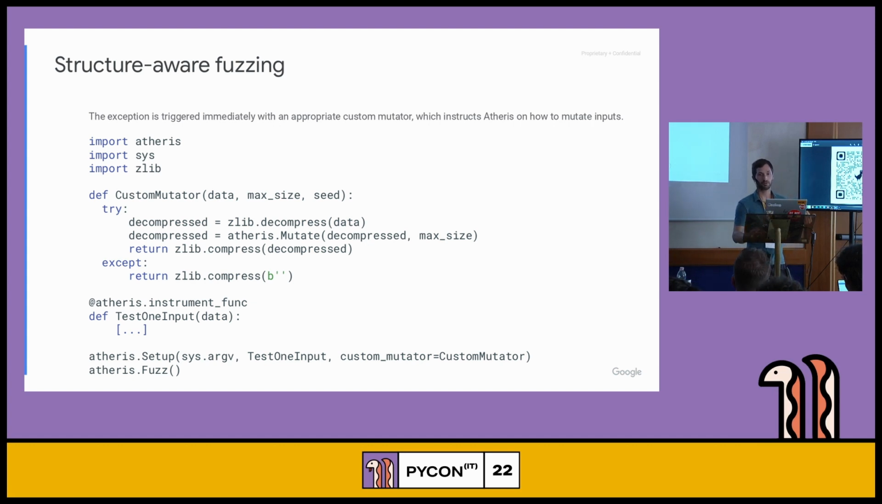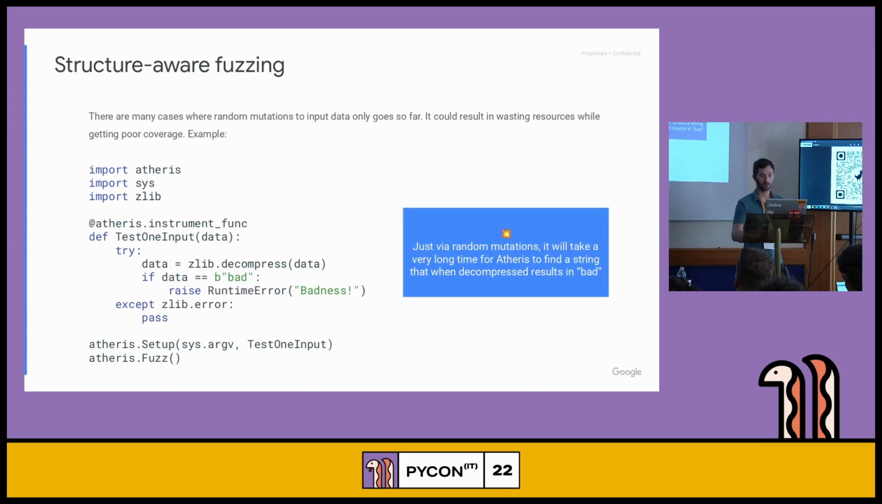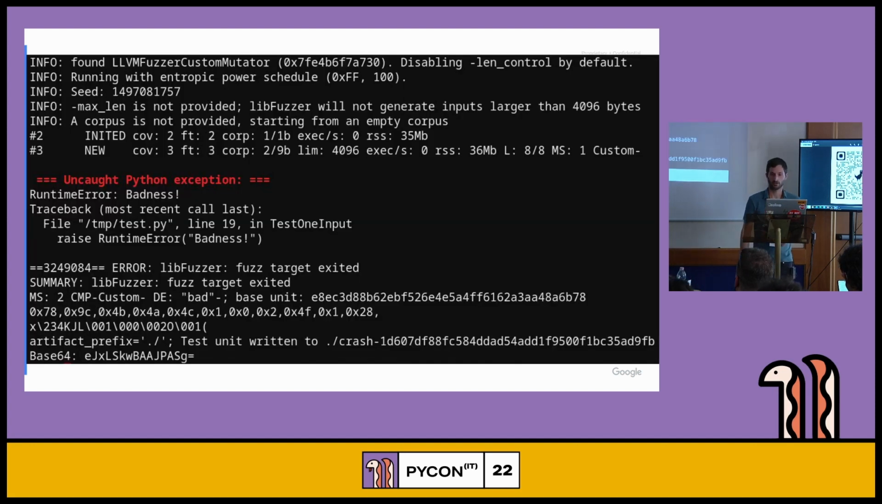So before, if we run this code, I left it running on my workstation for a night, and it didn't even find the string bad. With this custom mutator, it takes not even a second. And then it will figure out that this long sequence of bytes, which looks like gibberish, is actually what decompressed would result in the string bad, and then will cause the crash.